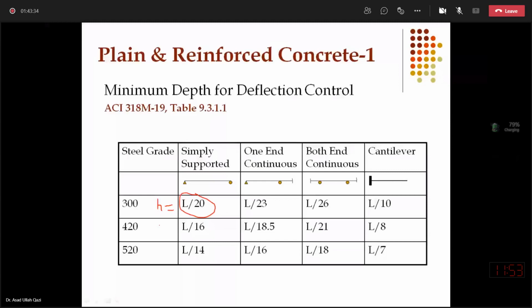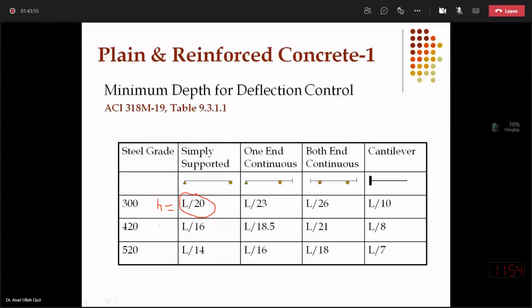It means interior beam. Suppose if you have a 3-span beam, the middle span will demand L by 26, while the end spans will demand L by 23. And if the beam is single span, the demand will be L by 20.